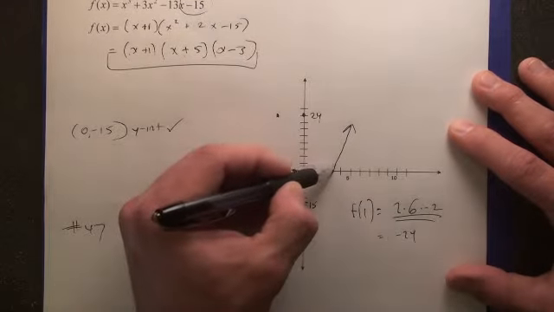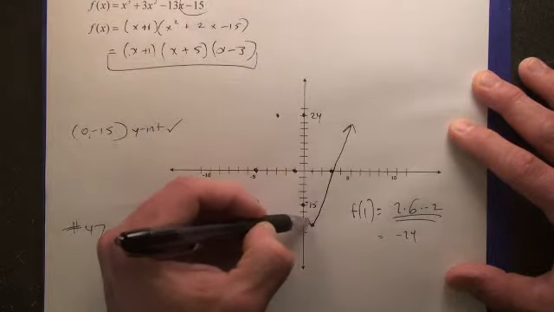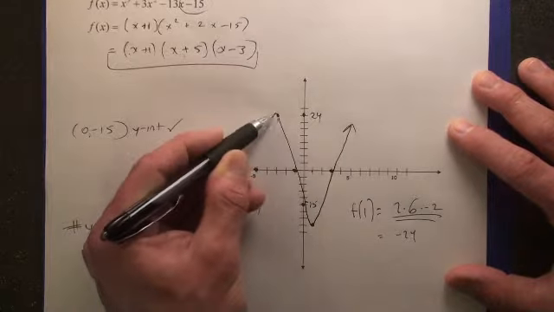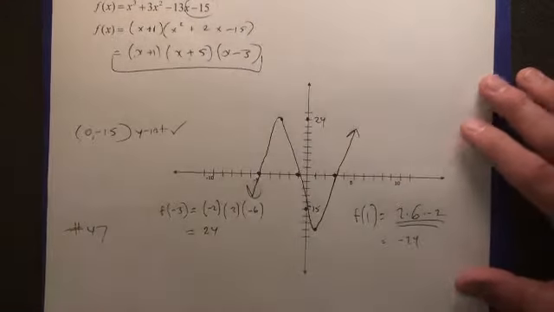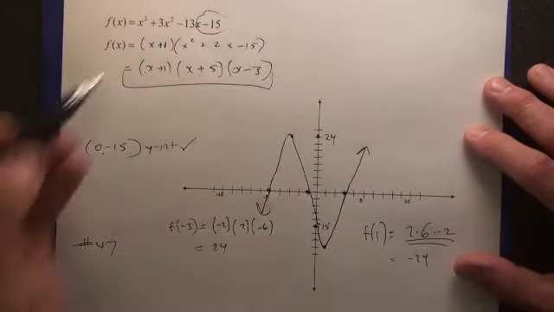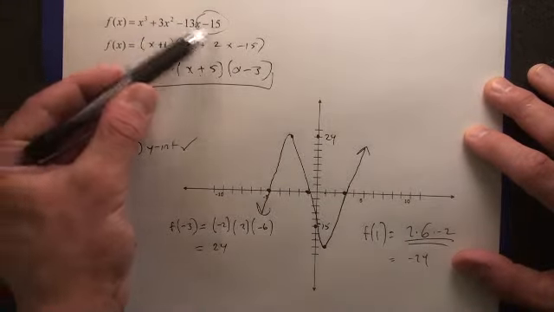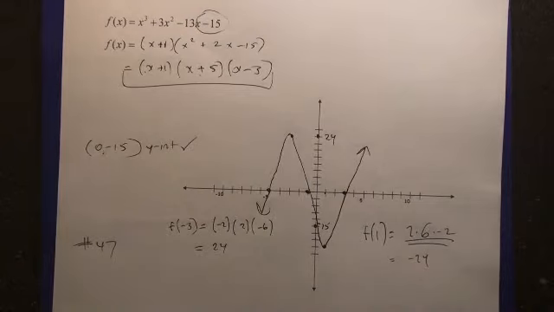So then we can now graph and say, okay, we're going to come down here, come back up, come back down, and we have now successfully graphed the function f of x equals x cubed plus 3x squared minus 13x minus 15. Alright, good times.